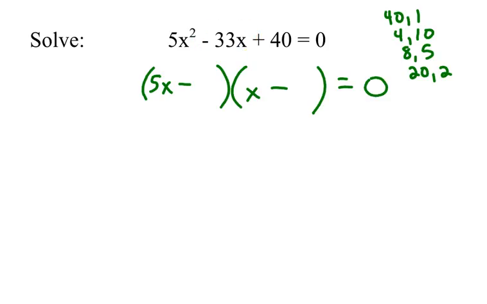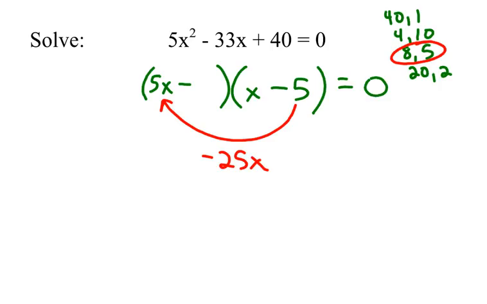So again, using my understanding of the FOIL method and that the outside-inside will combine to give me that, if I use the 8 and 5 combination, and I put the 5 right here, it will multiply by that 5 to give me negative 25x. And if I put the 8 right here, it will multiply by this x to give me negative 8x. And those will combine to give me negative 33x, which is what I want. Okay, Grace?